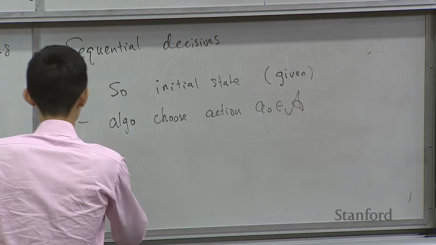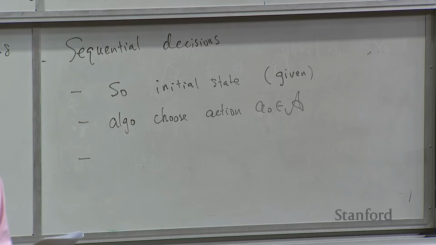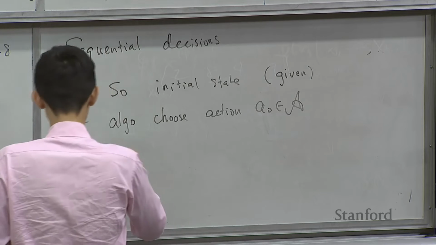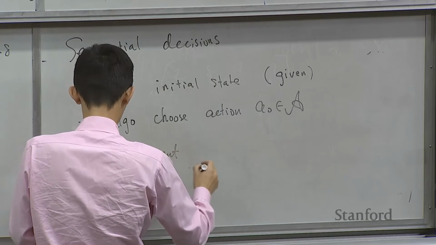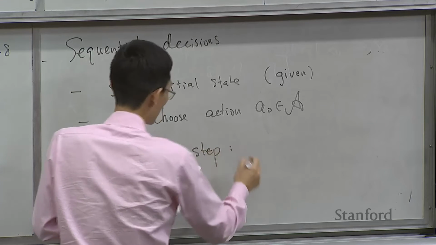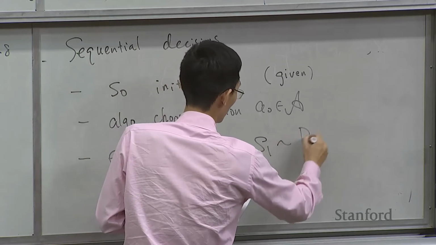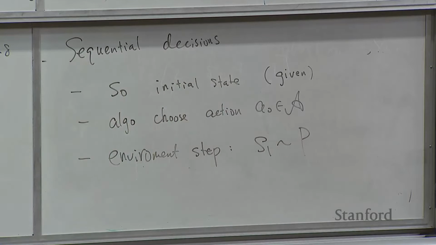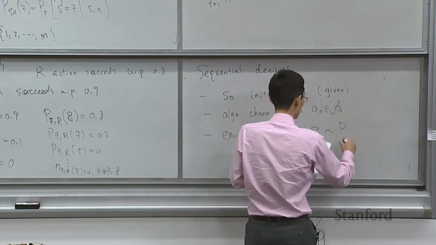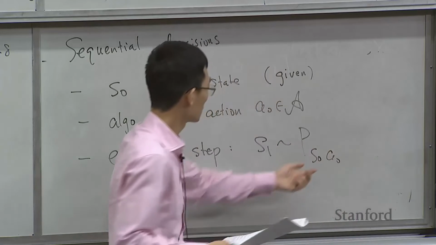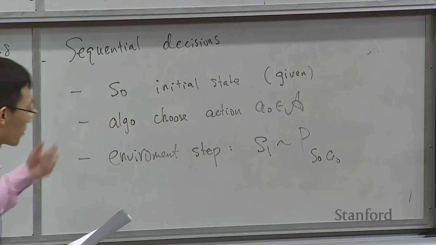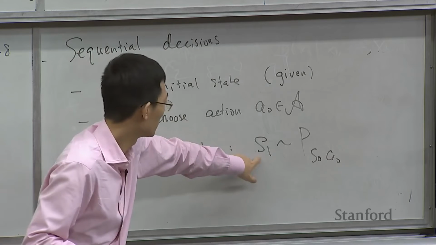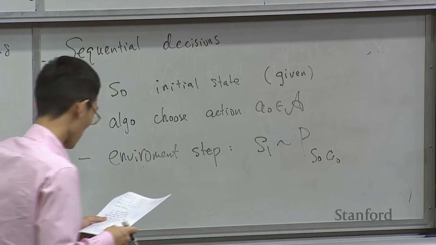After the algorithm chooses the action, the environment steps: you sample S1 from this distribution. You translate your state based on the rule that we have described. So S1 is sampled from P(S0, A0). P(S0, A0) is, if you apply A0 on S0, the probability of arriving at each new state. And you sample one concrete state from this probability distribution.